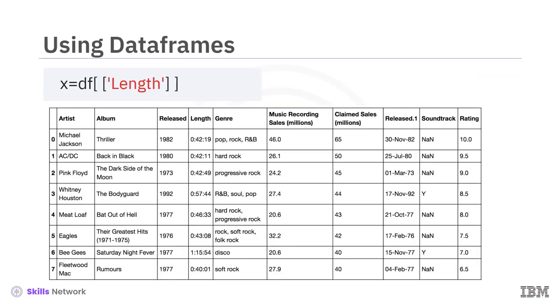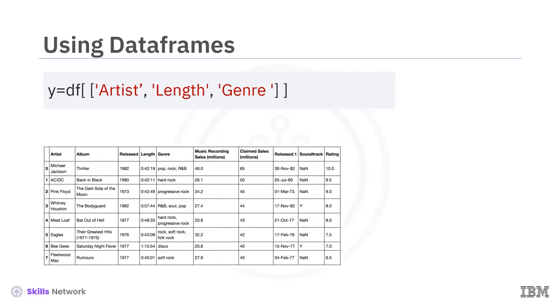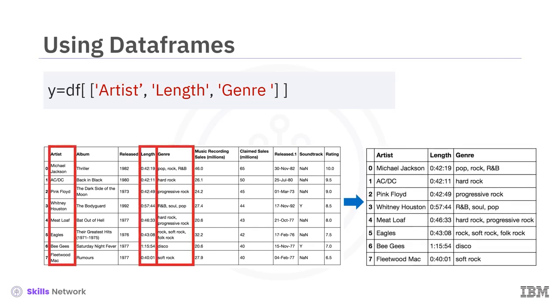Create a new data frame consisting of one column. Enclose the data frame name, in this case df, and the name of the column header in double brackets. The result is a new data frame comprised of the original column. You can do the same thing for multiple columns. Enclose the data frame name, in this case df, and the name of multiple column headers in double brackets. The result is a new data frame comprised of the specified columns.